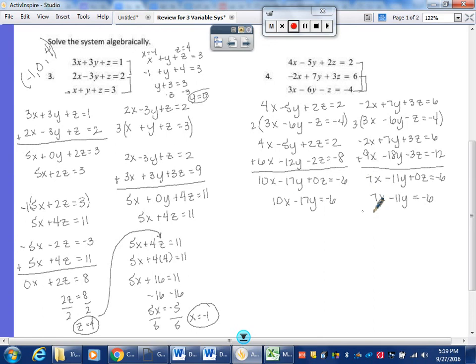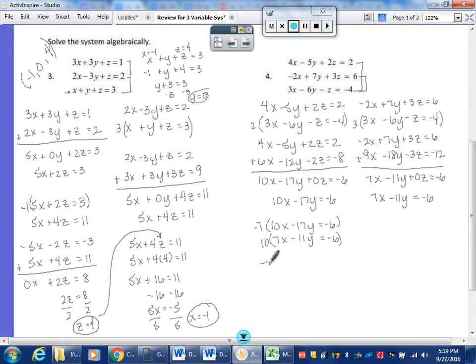What I do is I take these two equations and I write them with each other, right? I make a third system. So 10x minus 17y is equal to negative 6, and 7x minus 11y is equal to negative 6. I'm going to eliminate the x's just because I'd rather multiply at least one of them by 10. That's easier than doing 11 and 17. So I need to multiply the top equation by, we'll do negative 7, and the bottom equation by positive 10. And that's going to make this one a negative 70x, and this will make this one a positive 70x.